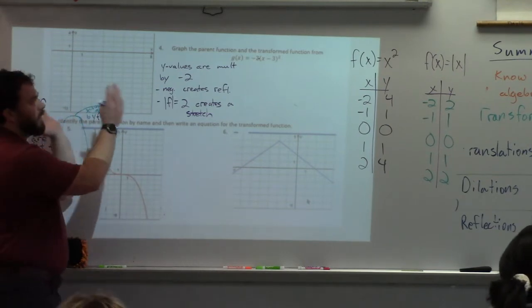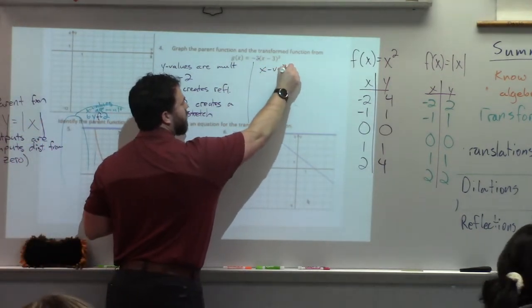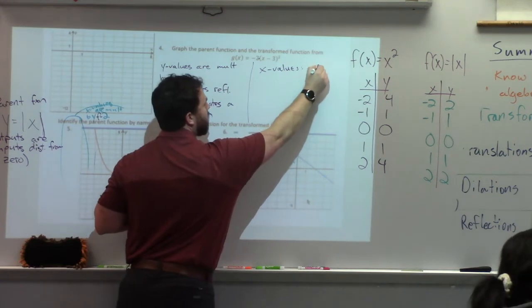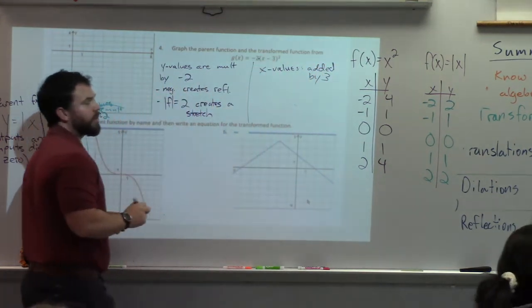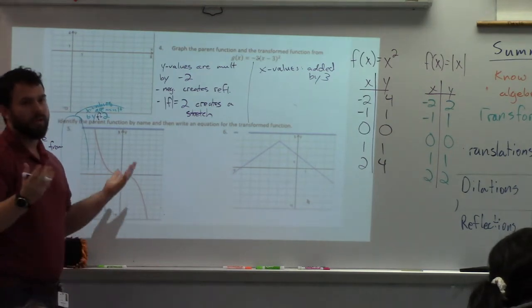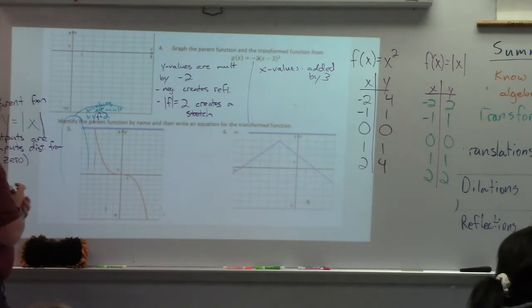And so notice the y values are multiplied by -2. What do we want to say about the x values? They're added by 3. Right. Now, why is it added instead of subtracted? Because you've got to get the inverse. It's horizontal, so you need that inverse, right? So you would also want to say it's a translation to the right 3.